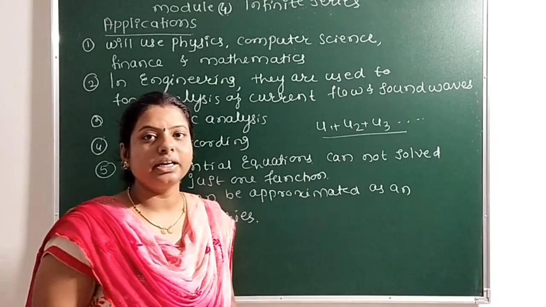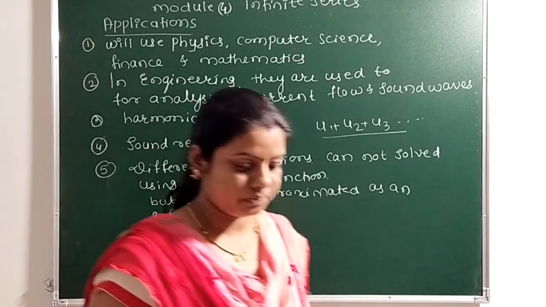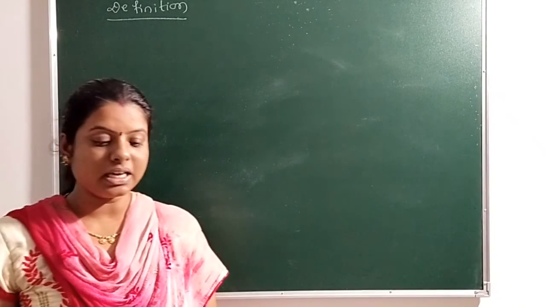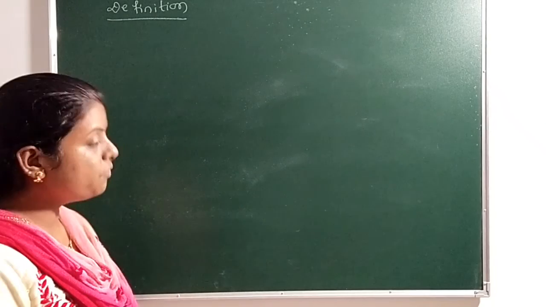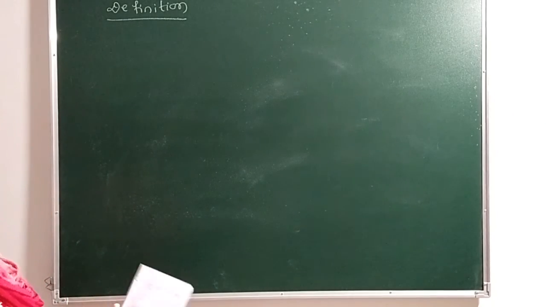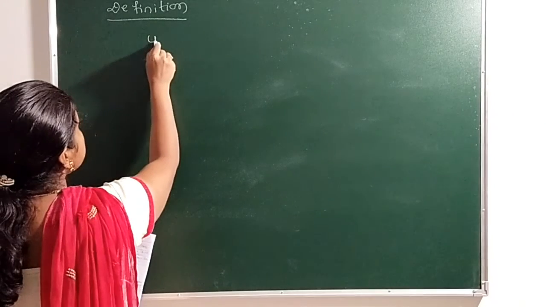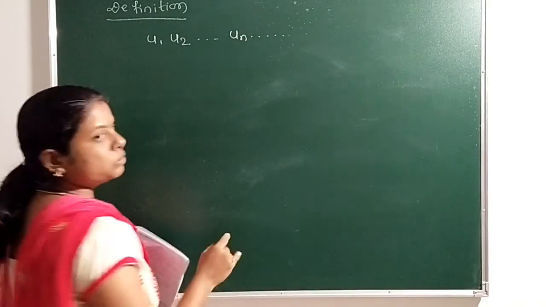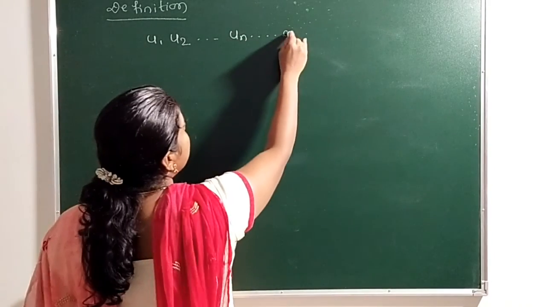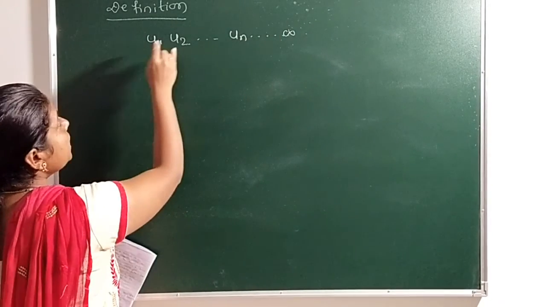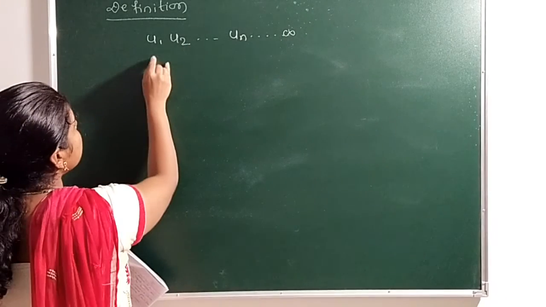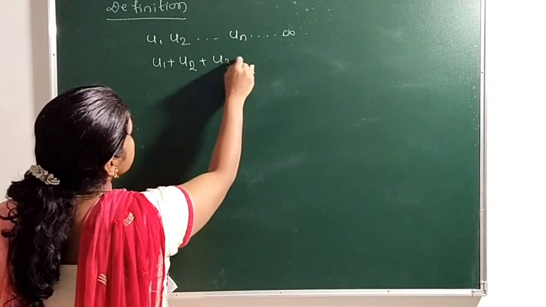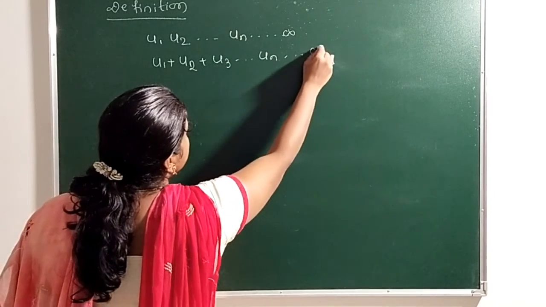Now we have to take the definition of the series. An infinite series is basically a summation of an infinite number of terms. As I already told you, the sequence is arranged in terms of U1, U2, U3 up to Un, up to infinite terms. In a series we express that in the form of U1 plus U2 plus U3 and so on, Un up to infinity.